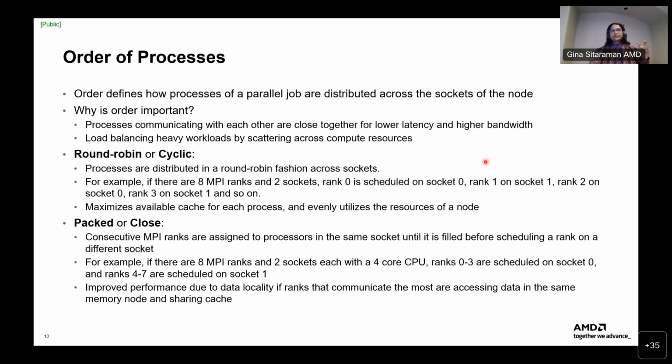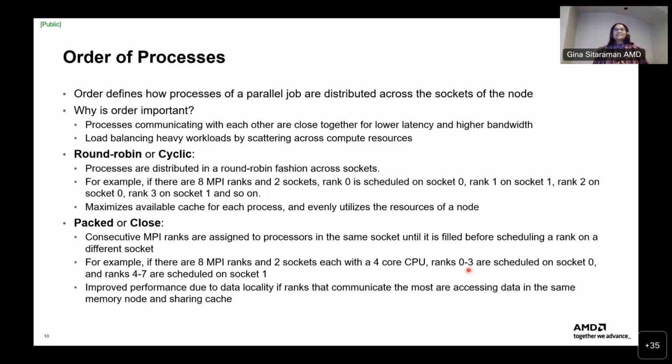In the packed or close case, we try to use all the resources in one socket first, fill it up, and then go to the next socket. So we want to pack things together. In some cases, that is useful. For example, let's take the same example, 8 MPI ranks, and we have 2 sockets. We are taking a really simple CPU here, like we only have 4 cores in each CPU. We are going to schedule ranks 0, 1, 2, and 3 on socket 0 first before scheduling the other ranks on socket 1. This is an example for packed ordering.